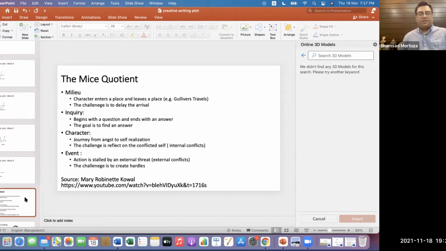So that's the second thing that Ms. Kowal talks about. The third element is character, where you're journeying from a deep angst to self-realization. We have certain conflicts going on internally, and eventually you come to a realization about your pain, your anger, whatever you're going through.